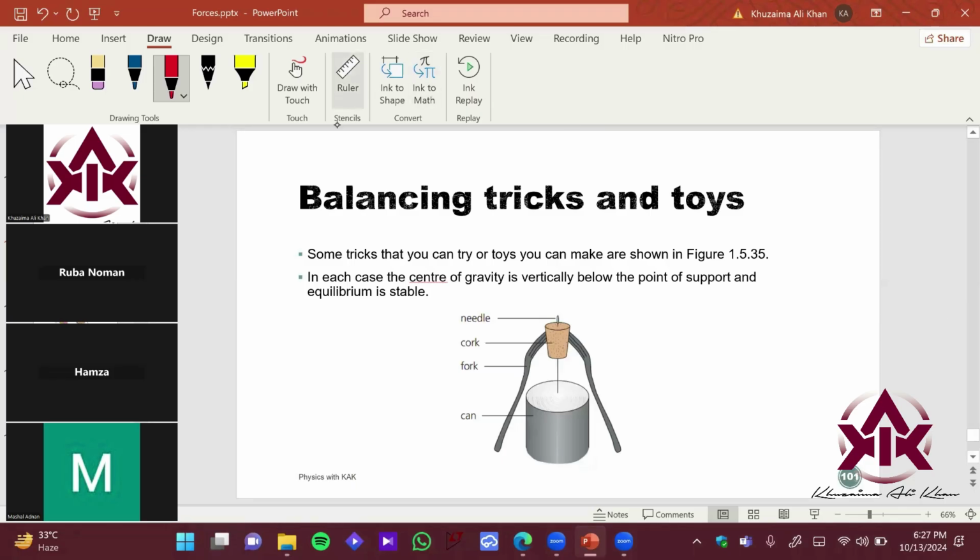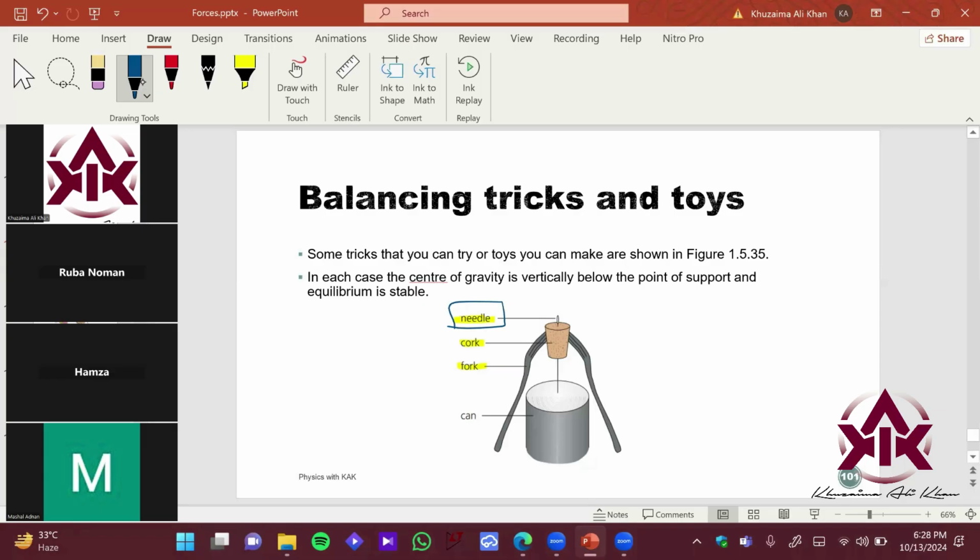So basically you have a container, this is a container over here, a can, okay? And you take a needle, and you put the needle through the cork, a wooden cap, right? And then you have two forks over here. So what you do is you put the fork like this, and you put this particular part such that this needle becomes stationary, right?